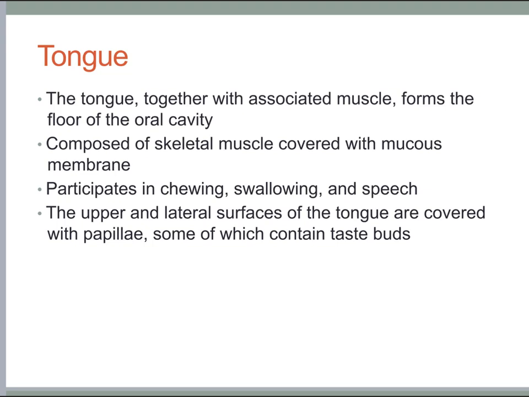Now, the upper and lateral surfaces of the tongue are covered with papillae. We've talked about all the different taste buds found on the tongue, as well as our filiform papillae, which do not contain taste buds, but are there for food manipulation.